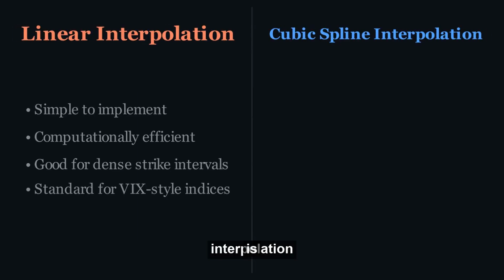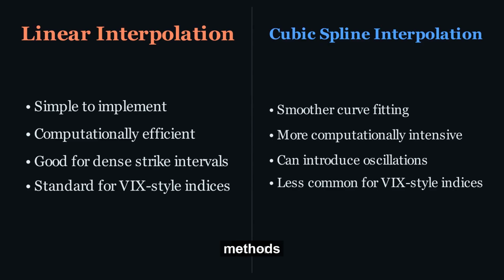While linear interpolation is widely used, it's important to acknowledge that other methods exist, each with its own trade-offs. For instance, cubic spline interpolation can provide a smoother curve by fitting polynomial segments between data points, ensuring continuity in both the function and its first and second derivatives. However, it introduces more complexity and can sometimes lead to undesirable oscillations if not handled carefully. For the purpose of VIX-style calculations, where the emphasis is on robustness and replicability across various assets, linear interpolation strikes an optimal balance, providing sufficient accuracy without overcomplicating the process. It's a pragmatic choice for a standardized index.